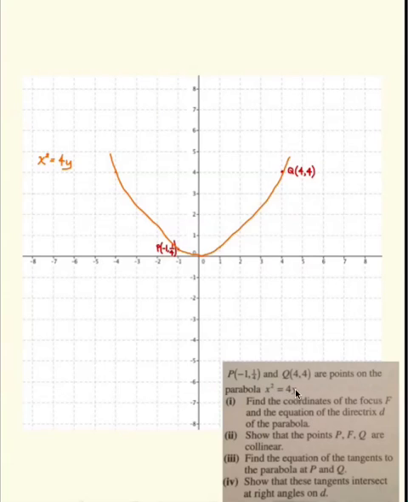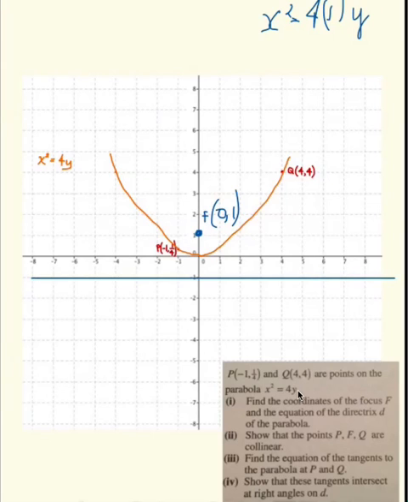Given that x squared equals 4y, well, we know that x squared equals 4ay. So if x squared equals 4ay, x squared equals 4 times 1 times y. So a is 1. So straight away, the coordinates of the focus are here. The focus is 0, negative 1, sorry, 0, 1. And the directrix is this line going through negative 1, and we say y equals negative 1. Okay, easy.